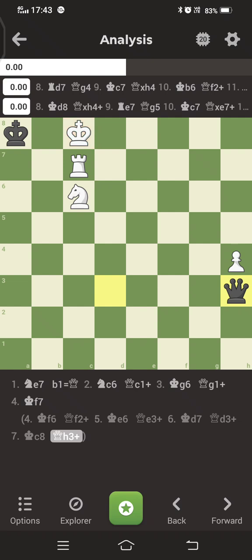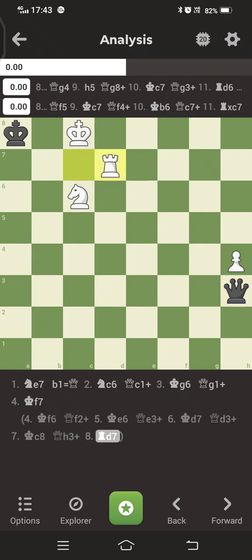Assume that rook blocks this check. Now queen takes h4, queen takes h4. Now rook can give checkmate.